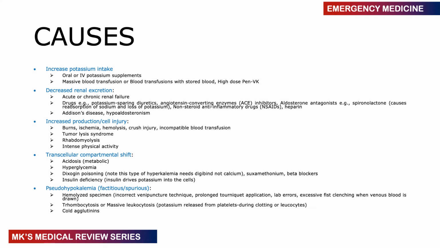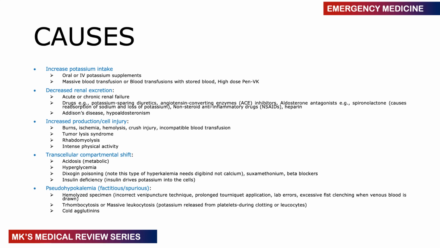It could be in the background of someone having an increase in production or cell injury. Remember, I told you cells are bags of potassium. So it could be in the background of burns, ischemia, hemolysis, crush injuries, incompatible blood transfusions, tumor lysis syndrome, rhabdomyolysis, or even intense activity. Anything that can cause transcellular shifts of potassium, like acidosis, which I've talked about, especially metabolic acidosis, hyperglycemia, and digoxin poisoning. It's very important to remember that when you get patients that are on digoxin and have had poisoning, you give the antidote, Digibind, as opposed to giving them calcium to stabilize the myocardium. Then you may also have succinylcholine and beta blockers. Insulin deficiency, I've already talked about that.